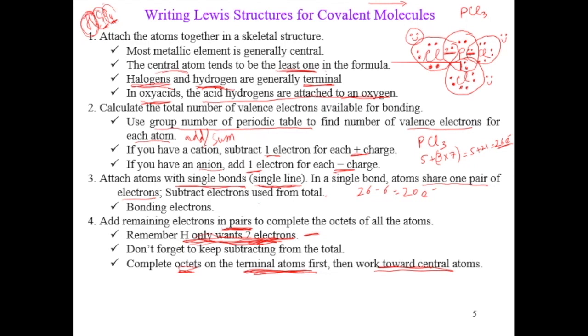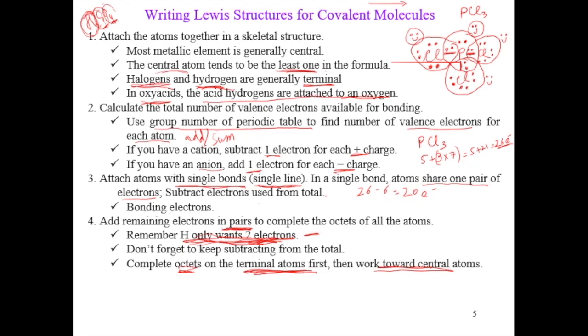So how many does phosphorus have? 1, 2, 3, 4, 5, 6, 7, 8. So this phosphorus also has 8 electrons, so phosphorus is also happy, which means each atom here has 8 electrons. Octet is complete for each atom. So this Lewis structure is good.